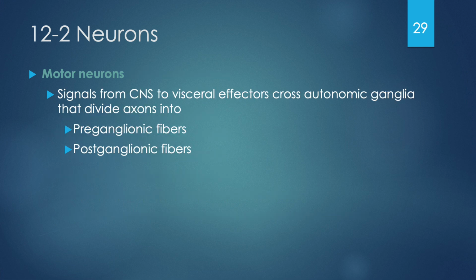When motor neurons are carrying a signal from the central nervous system, so from the brain and spinal cord, they're sending it out towards visceral effectors in our body. And when it does so, it's going to cross a ganglion. And the ganglion is going to divide the axons into two different groups, either preganglionic fibers or postganglionic fibers. And really all this means is: is it before the ganglion or is it after the ganglion? That's it.